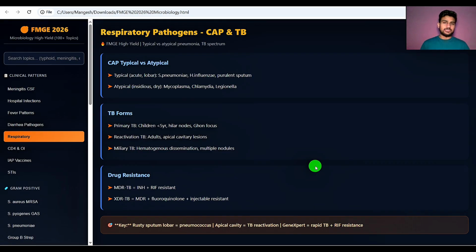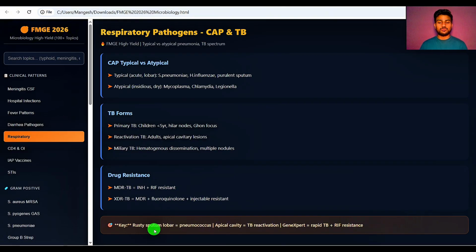The next one is about drug resistance. So there are two types of TB: multi-drug resistant TB and extensively drug resistant TB. Multi-drug resistant is denoted as MDR-TB, and extensively drug resistant TB is denoted as XDR-TB. In multi-drug resistant, the TB is only resistant to isoniazid and rifampicin. INH stands for isoniazid and RIF stands for rifampicin. In extensively drug resistant, along with isoniazid and rifampicin, it is resistant to the fluoroquinolones as well as injectable drugs.